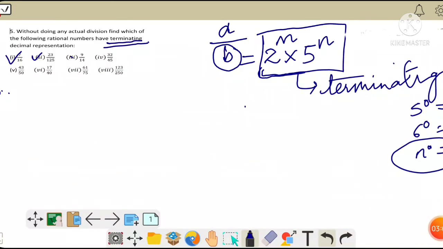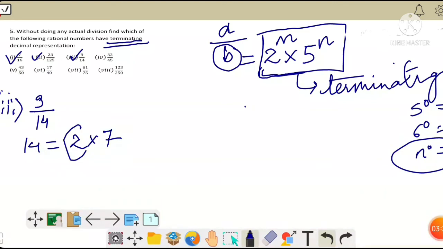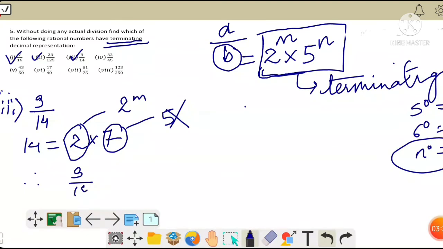So the next question is question number 3. It is 9 by 14. By the same method, we'll solve it. See, the denominator is 14 and it can be written as 2 7s are 14. Here we got 2 to the power m, but we did not get 5 to the power n. So no, it cannot be represented in the form of a terminating decimal. Therefore, 9 by 14 is not convertible into a terminating decimal.